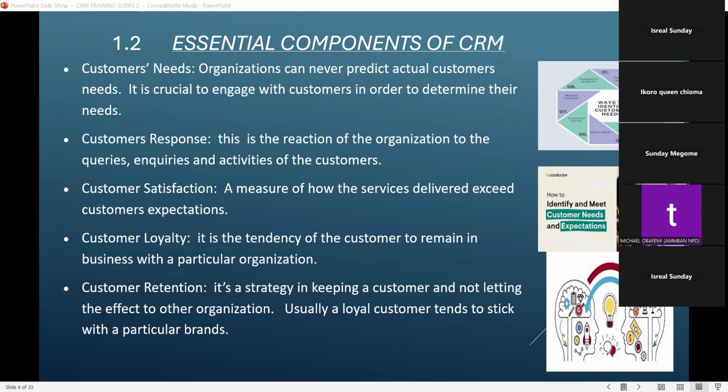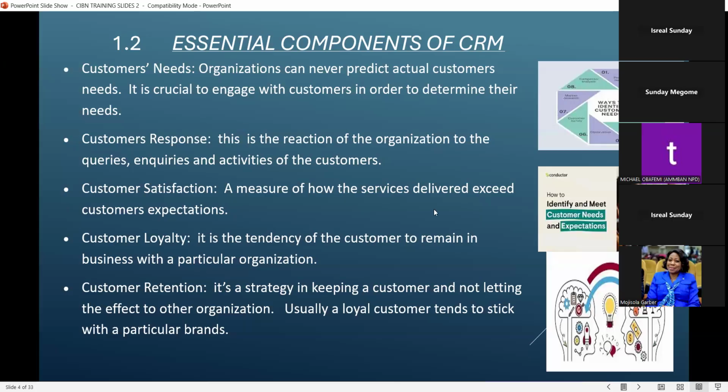Okay. So I move to the next one, which is customer's response. Remember, you've been able to find out the need of the customer by way of asking the person, how may we help you today? So the customer's response now, this is the reaction of the organization to queries, inquiries, and activities of the customer. You are the one representing the organization. That person that just came to your place, you are inquiring something from her. How may we help you? So it's important that we understand that these are essential components of customer relationship management.